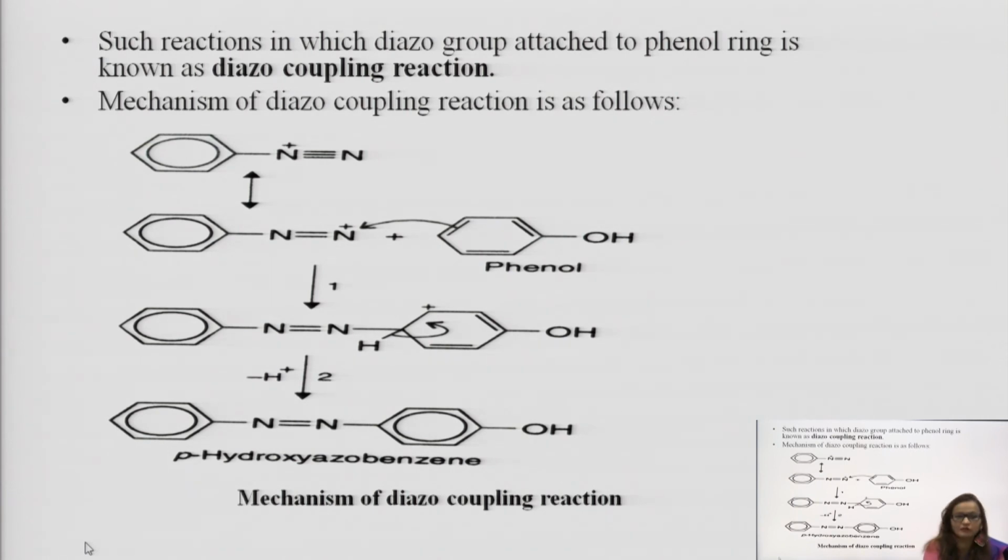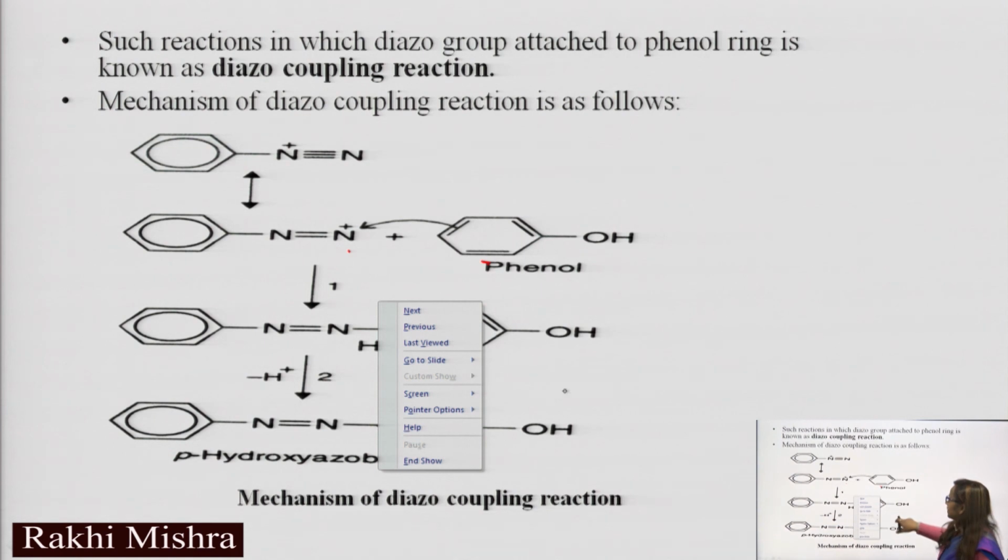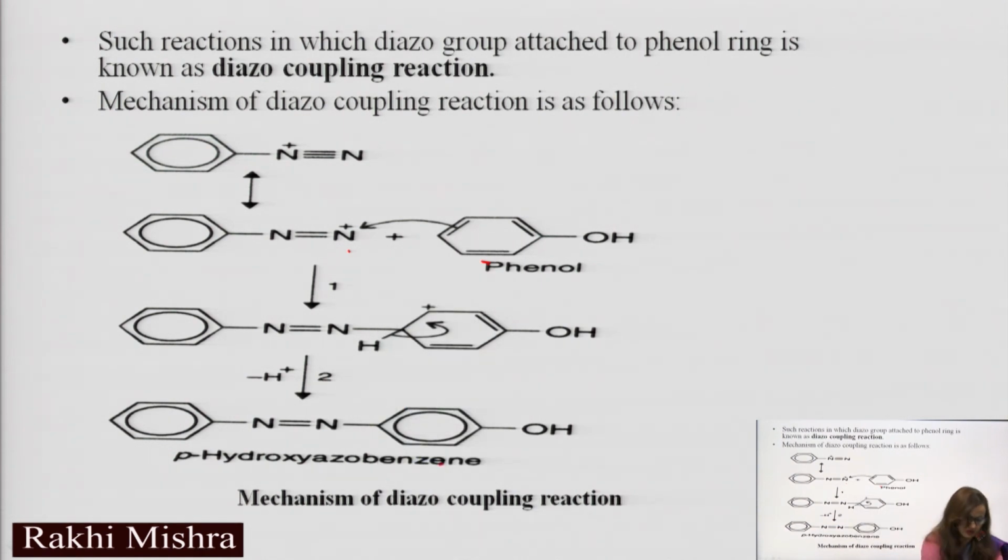This is the mechanism of the coupling reaction. It is very simple: the N double bond N, one N attaches to the other aromatic compound and forms azobenzene chloride. Thank you very much.